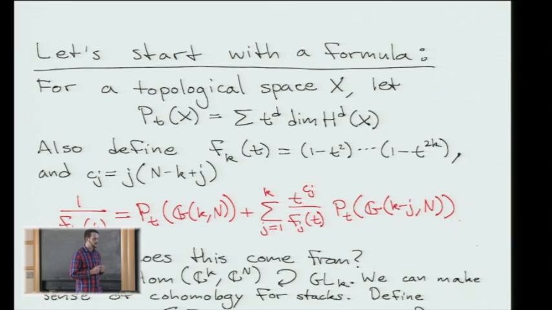Hopefully, we can start with a nice down-to-earth example. So this is kind of a strange formula, this thing right here, when you look at it. I define some polynomials and consider the Poincare polynomial of various topological spaces, and I identify a relationship between them.